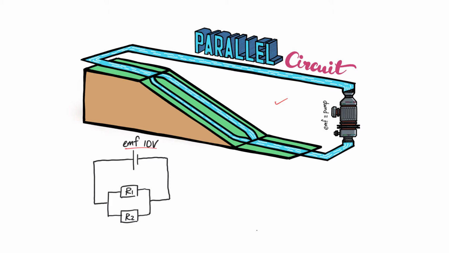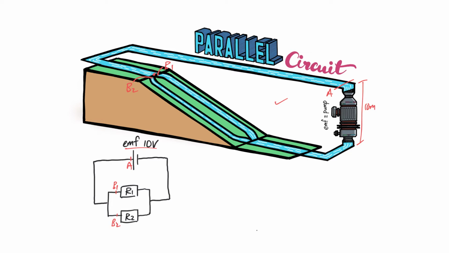As mentioned, EMF of 10 volt means the pump will pump the water up to a height of 10 meters. Then let's label this as point A, and there's no drop in the height until this point. Let it be B1 and let it be B2 here. That means to say before it enters into R1, this will be B1 and this point here will be B2.